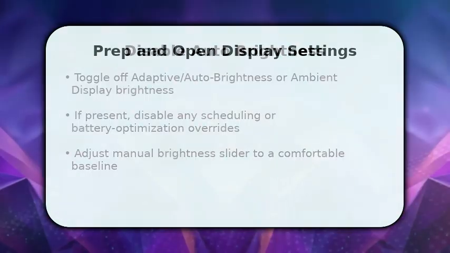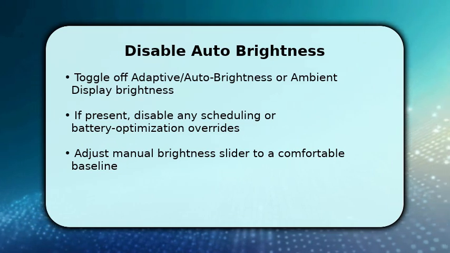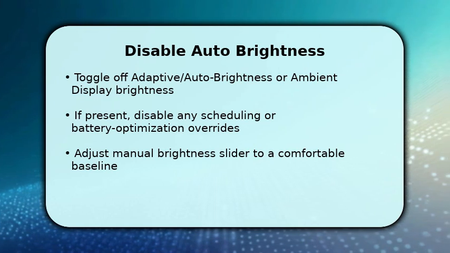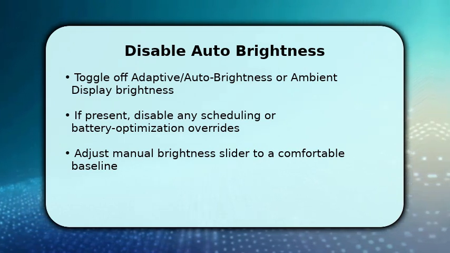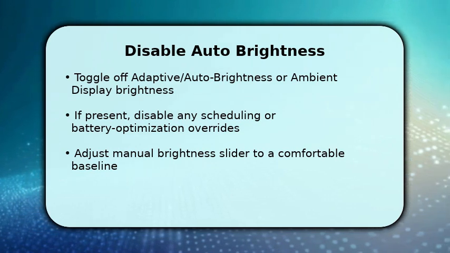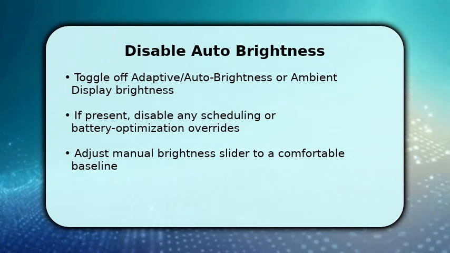Now turn off the Adaptive or Auto Brightness toggle. You'll hear it click in your head. That stops automatic changes. Next, check for related features. Disable any scheduled brightness, night mode overrides, or battery optimization settings that can re-enable adaptive control.